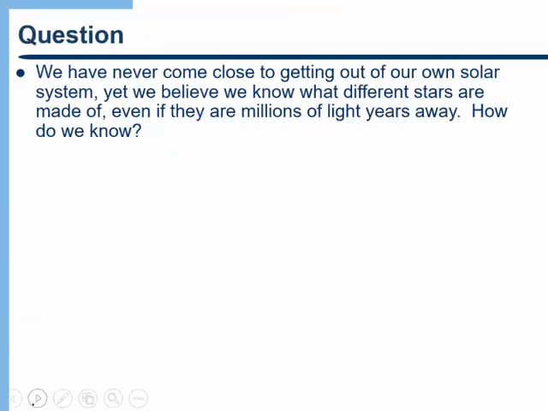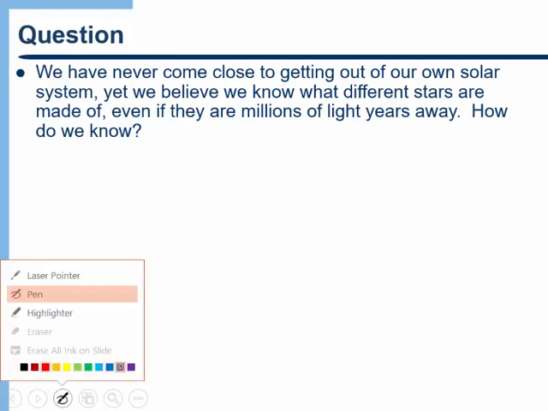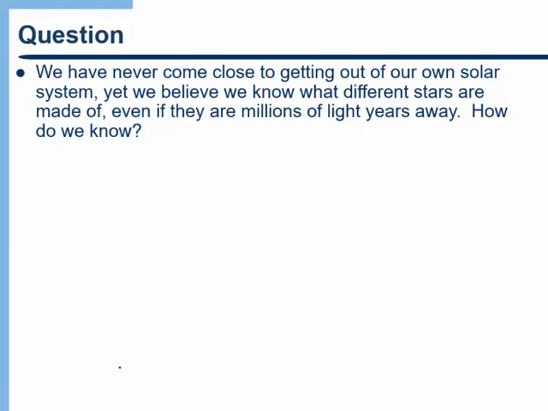Let's look at the following question. We've never come close to getting out of our own solar system, yet we believe we know what different stars are made of, even if they're millions of light years away. How do we know? This is a really fascinating thing. We claim to know the composition of the universe. We claim to know what stars are made of. How do we know that? Because obviously we have no direct information. We can't go and visit some distant star.